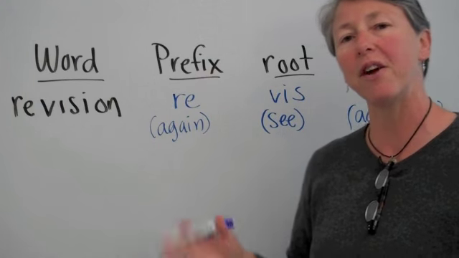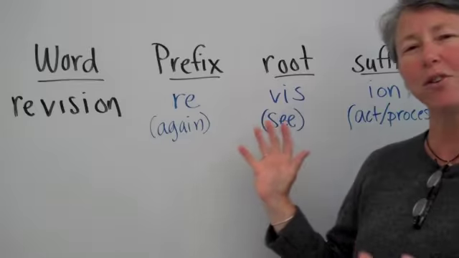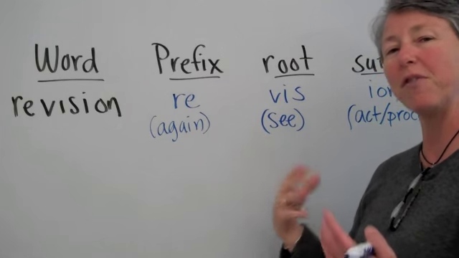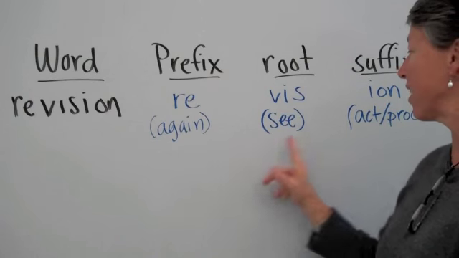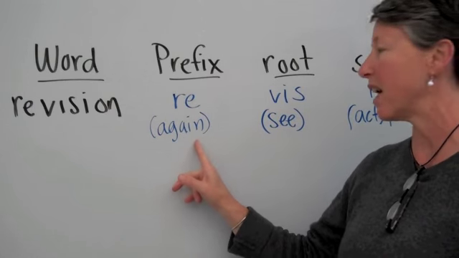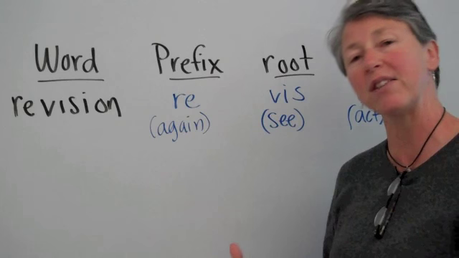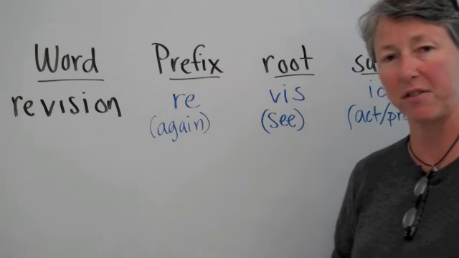So we can tell that revision, it doesn't always work out exactly right, but if we look at it, we can see that revision is the act or process of seeing something again or in a new way. And so that's what we do in the writing process. Okay?